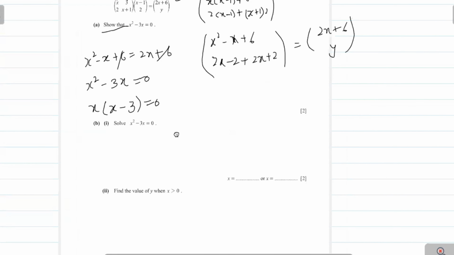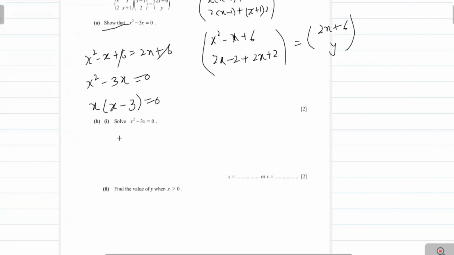Next is part B. Solve x squared minus 3x equal to 0. We will take x common. To solve this equation, we can write x into x minus 3 equal to 0. Therefore, x equal to 0 or x minus 3 equal to 0. Therefore, x equal to 0 or x equal to 3. And this is the answer.